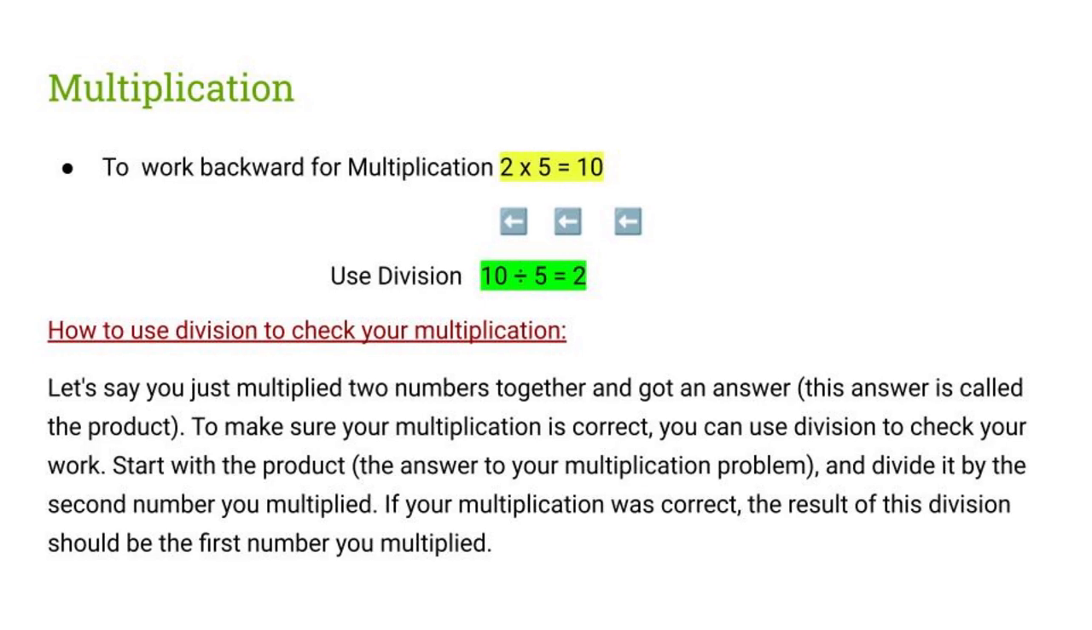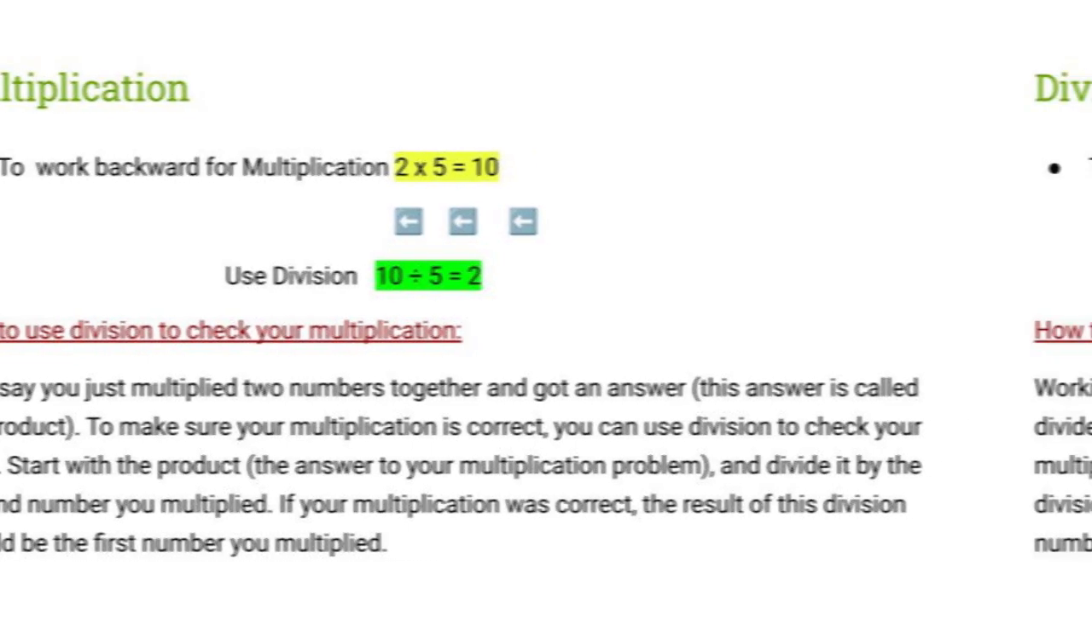Next, let's see how to use division to check your multiplication. Let's say you just multiplied two numbers together and got an answer. This answer is called the product. To make sure your multiplication is correct, you can use division to check your work. Start with the product, the answer to your multiplication problem, and divide it by the second number you multiplied. If your multiplication was correct, the result of this division should be the first number you multiplied.